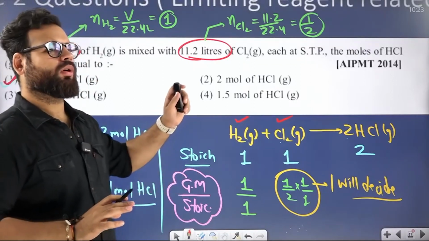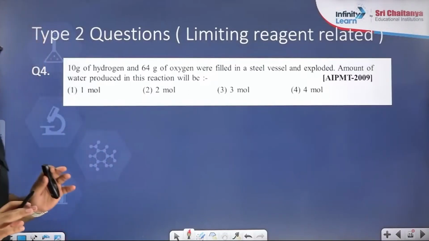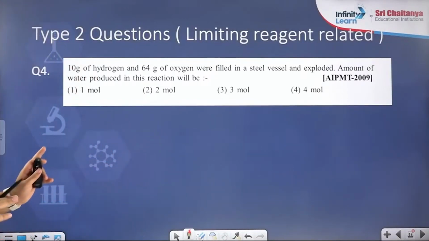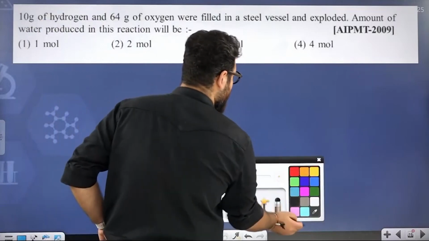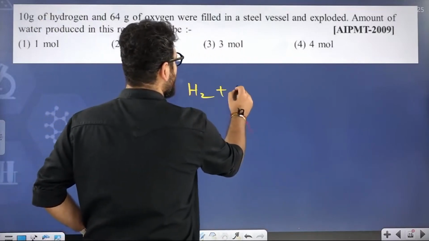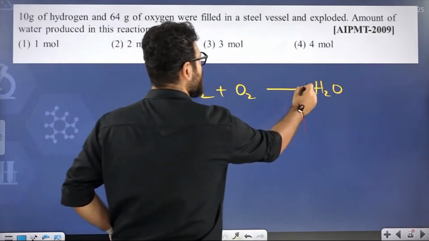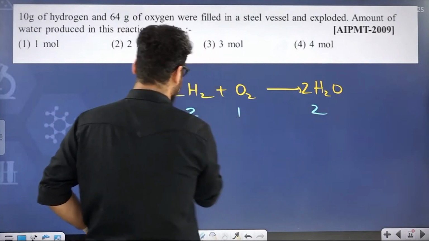Let's go. Solve this one. A similar question you have done already. The first question was like this only. Quickly do. I'm writing the reaction. H2 reacting with O2 to give H2O. Balancing, we can do 2H2 plus O2 gives 2H2O. Stoichiometry is 2, 1, 2.